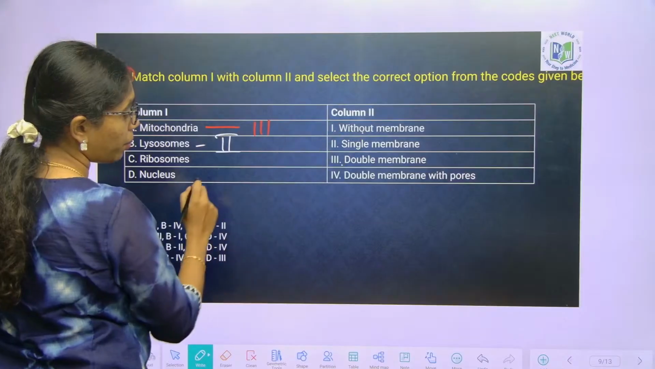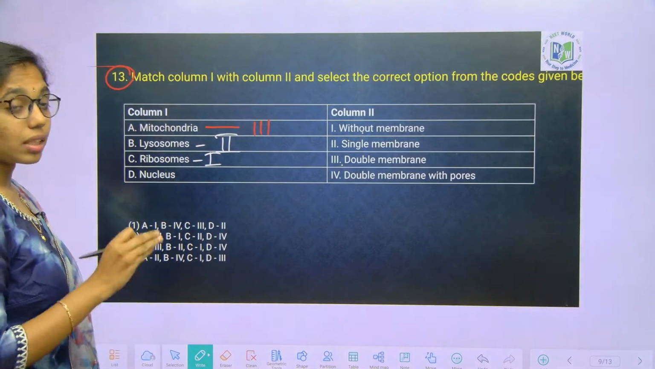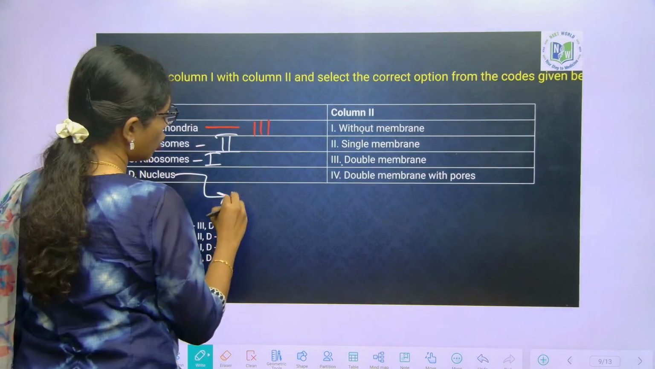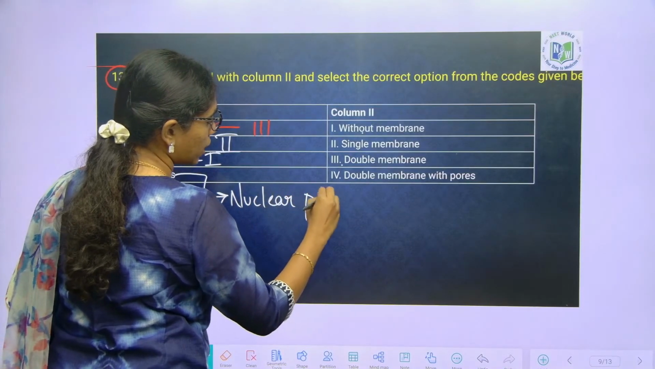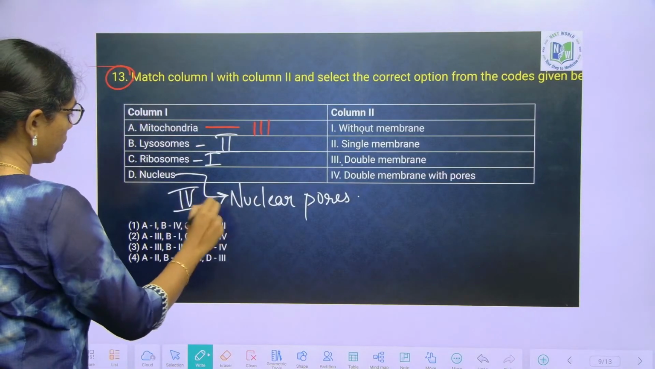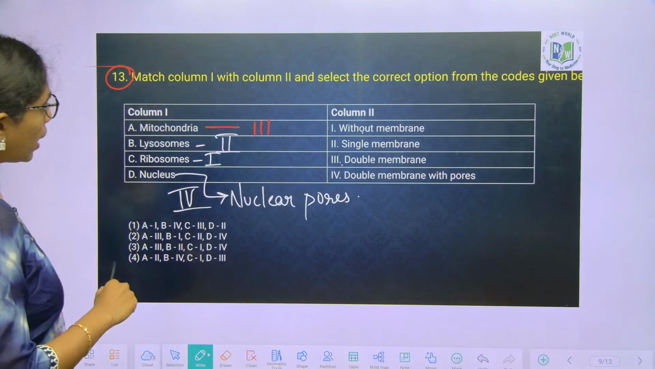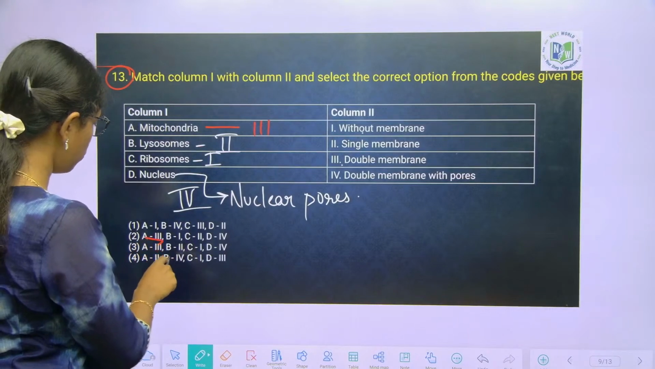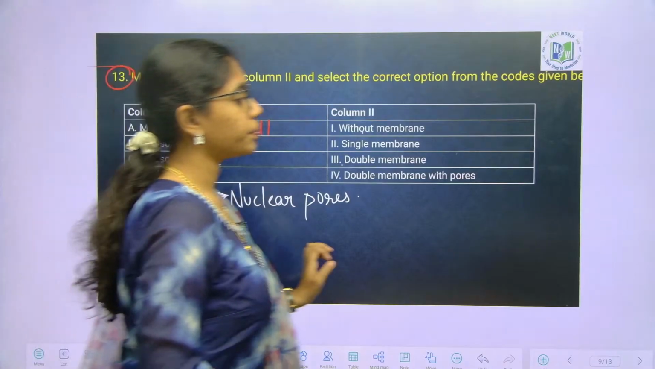Ribosomes are non-membrane bound or without membrane, that is option 1. And a nucleus is double membrane bound with pores. It has nuclear pores. We have also learned the components of the nucleus, right? So here this is option 4, D. So choose out the right answer. A3, B2, C1 and D4. Option 3 is the right answer.